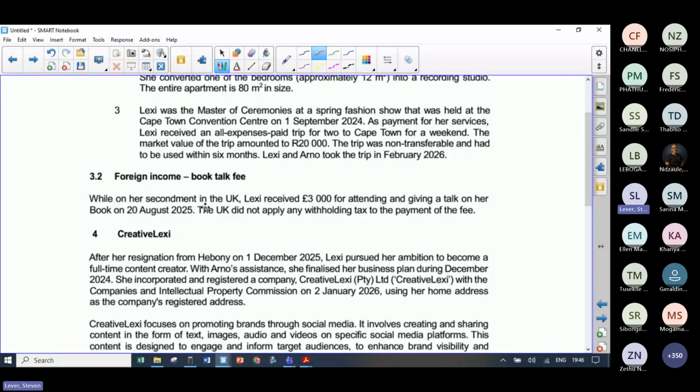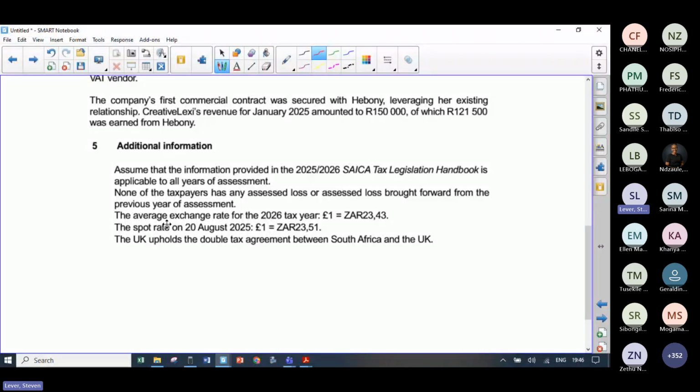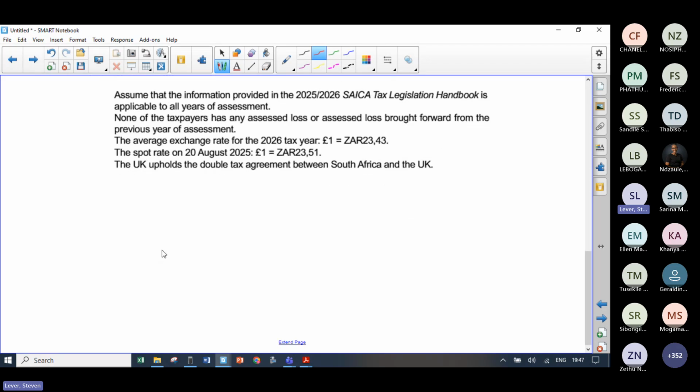It says, while on secondment to the UK, she received 3,000 for attending and giving a talk on her book on 20 August 2025. The UK did not apply any withholding tax. So guys, there's going to be 2 lines in the solution. One for the 3,000, one for the withholding tax. Okay, but what rates are we going to use? Here they give us an average exchange rate, and they also give us a spot rate in the solution. So what I'd like to do here is unpack what we're going to do.